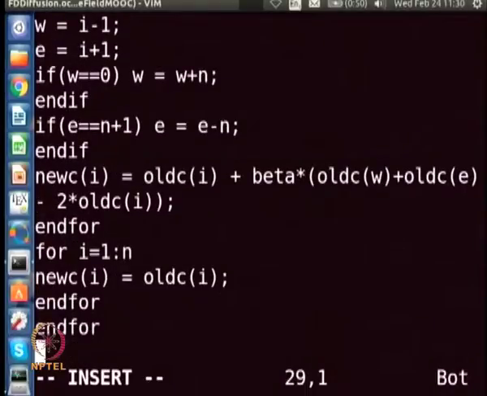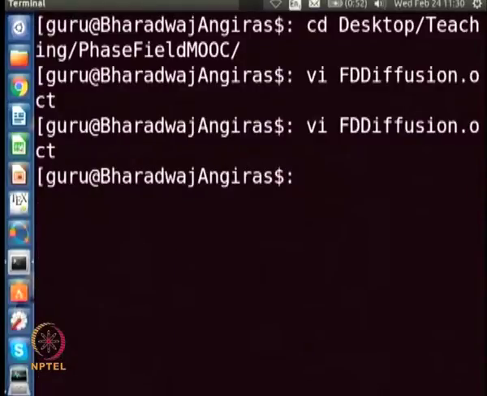So, now I can plot the final profile. I am going to plot the old c that I have now, and I am going to plot it with the red line. So, red is basically the final profile. So, that we know. So, this is a script.